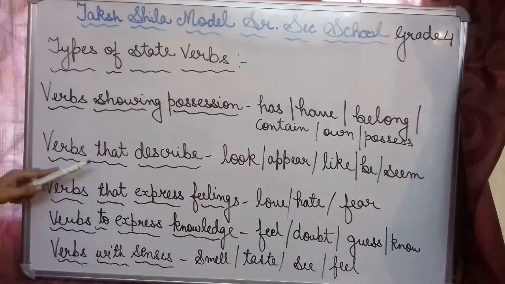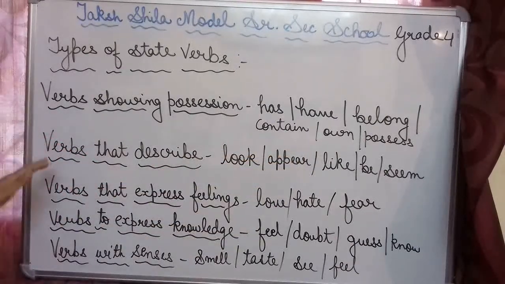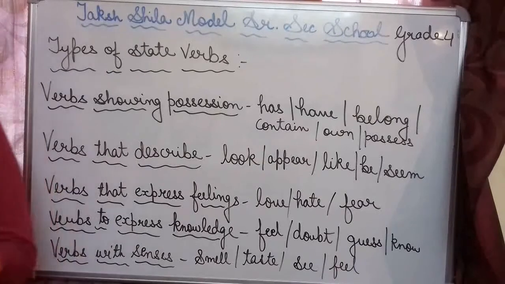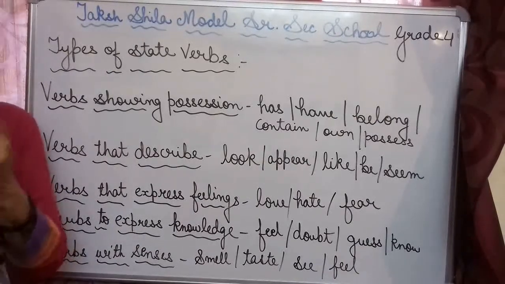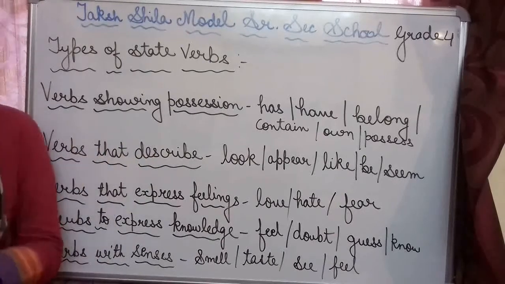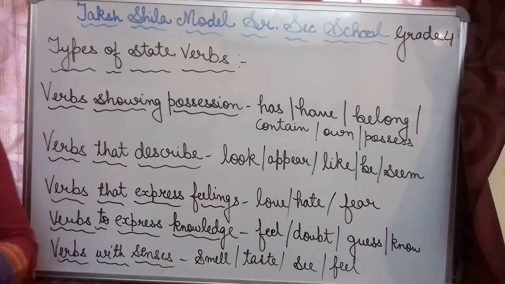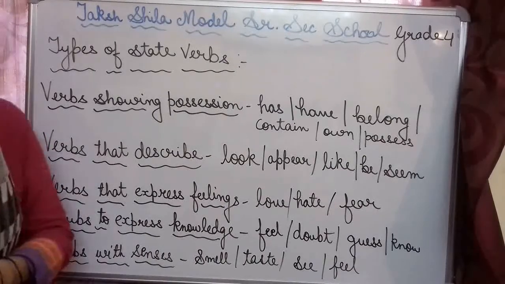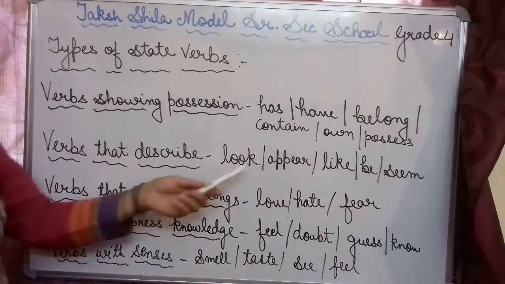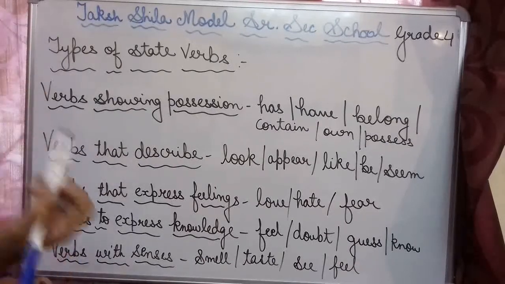Next, verbs that describe: look, appear, like, be, seems. So verbs that describe. जो verbs describe करते हैं, इसमें कोई action नहीं हो रहा है, but कुछ verbs जो describe कर रहे हैं. क्या describe कर रहे हैं? Look describe कर रहे हैं, like कोई चीज़ को describe कर रहे हैं. Look at the sky, right? I am looking for this book, right? I will look into this matter, right? The magician appears in front of me. So it is describing, बता रहे हैं कि ऐसा appear हुआ.